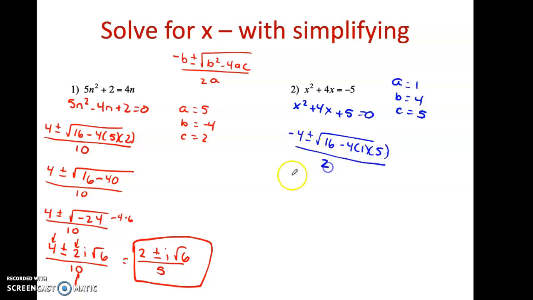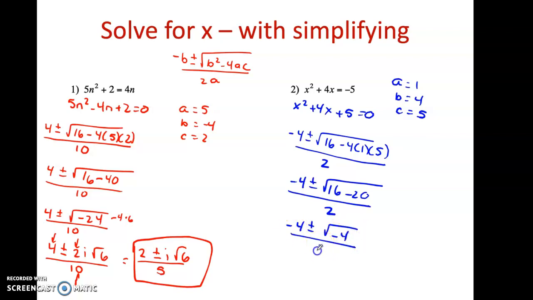all over 2a. Negative 4, simplify the discriminant. We're going to have 16 minus 20 all over 2, which is negative 4 plus or minus the square root of negative 4 over 2. Now again, it's negative, so we're going to pull i out, and then we're left with square root of 4, which is 2. So as we learned in a previous lesson, the square root of negative 4 is going to be 2i. We learned that in a prior lesson. So we're going to have plus or minus 2i over 2.